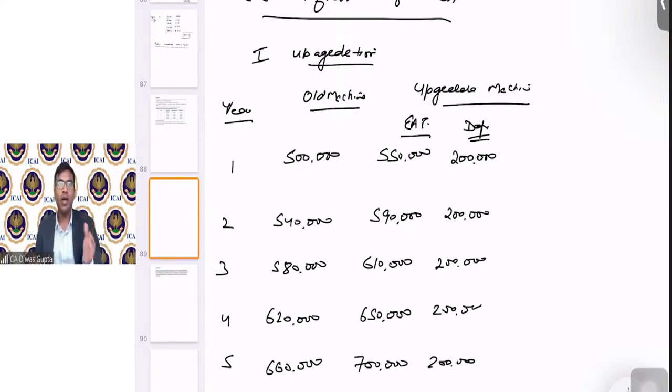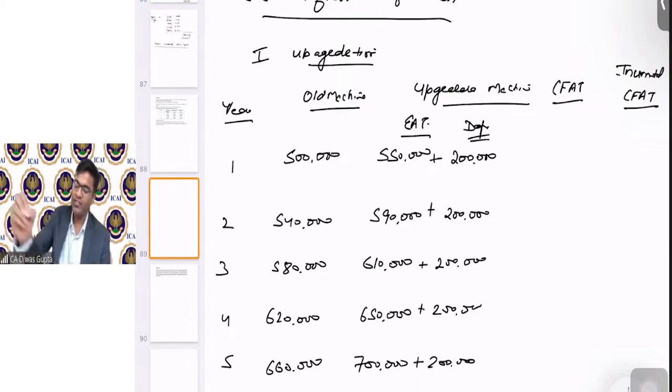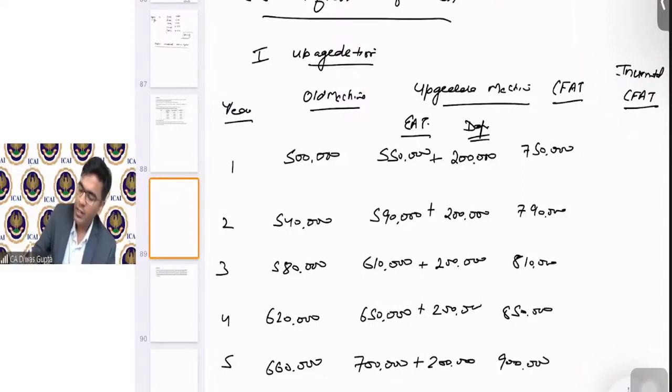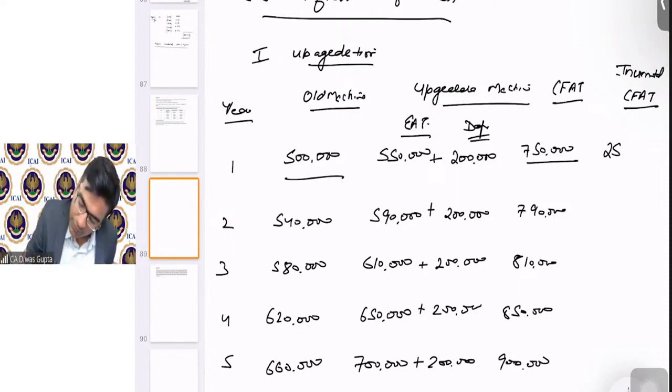So earnings after tax, if you add depreciation, then you get the cash flows after tax and then incremental cash flow after tax. So cash flow after tax will be the sum of these two, 550 plus 2, which is 750. 590 plus 2, 790. Then 810. Then 850. And finally 9 lakhs. So the incremental cash flow will be 750 minus 5 lakhs, I mean 7 lakh 50,000 minus 5 lakhs, which is 2 lakh 50,000.